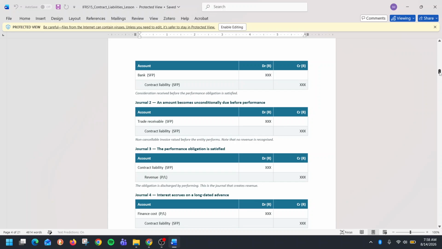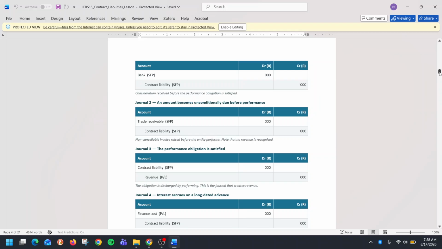Another one, an amount becomes unconditionally due before performance. We haven't performed, but this amount is unconditionally due. Sometimes contracts like this exist, like you'll find that we have a non-cancellable invoice that was raised before the entity performs. So we are still not going to recognize revenue. We will have a trade receivable and a contract liability, because remember the amount has become unconditionally due before performing. Maybe, who knows, maybe we are a carbon installing company and we need the money before we can perform. We need money to buy our material or order it from overseas before we can actually go and do the job. Hence why a trade receivable and a contract liability.